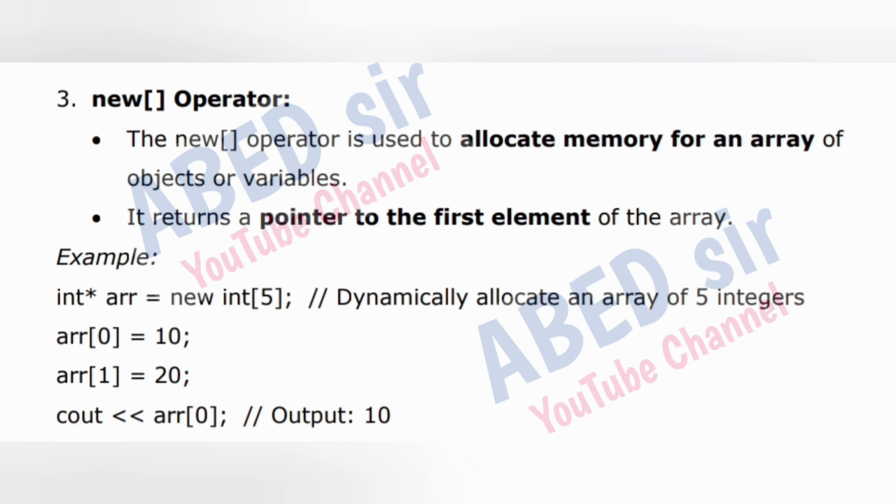3. New operator for arrays. The new operator is used to allocate memory for an array of objects or variables. It returns a pointer to the first element of the array. Example: int *ar = new int[5]; dynamically allocates an array of 5 integers. ar[0] = 10; ar[1] = 20; cout << ar[0]; output 10.